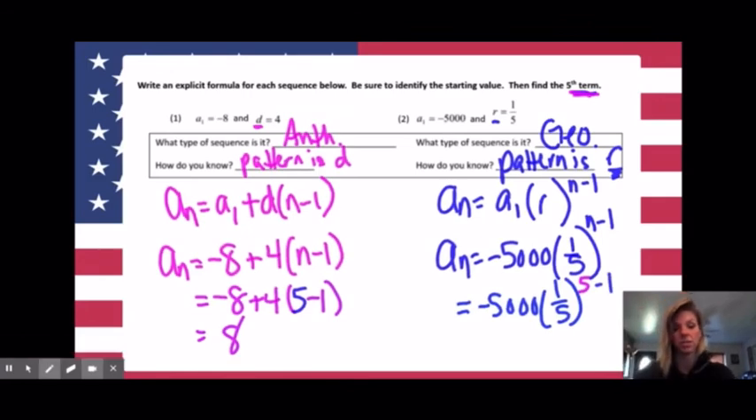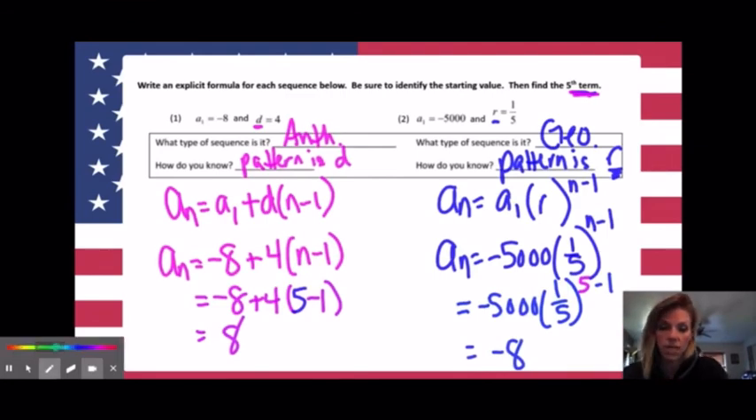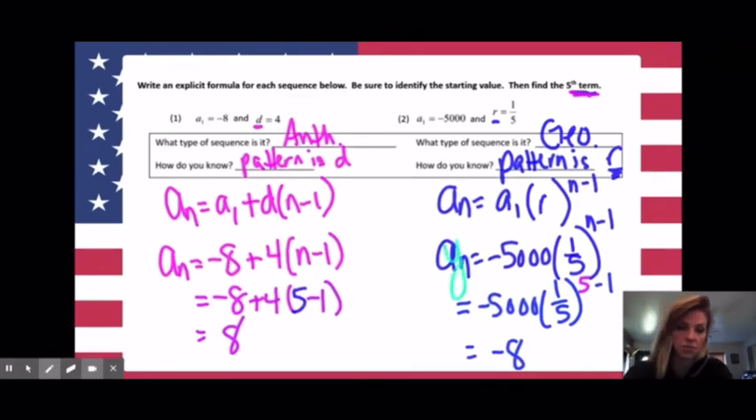And in my calculator, I plug that in one step. Negative 5,000, parentheses, 1 divided by 5, 1/5 raised to the 5 minus 1. And I get negative 8. You could have also found the fifth term in your calculator. You could have gone to your y equals and said y equals negative 5,000 times 1/5 raised to the x minus 1, and then just scrolled to where x is 5, and you'd see it's at negative 8.